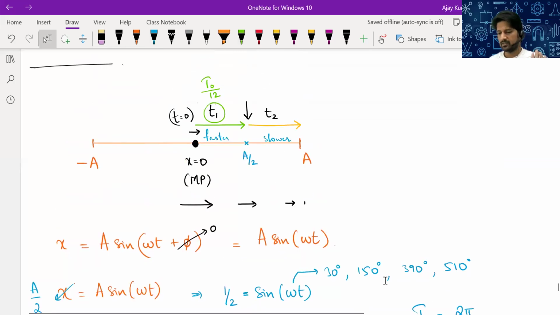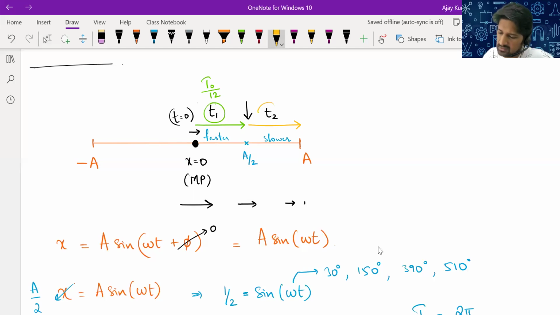Okay. So let me quickly remind you how I solved this. At t equal to 0, it's at x is equal to 0. We want the time it takes to reach a by 2. So I put the position or displacement as a by 2 in the equation and got the time from there. Okay. Now one of you tell me, how will you find out the time taken for the second part of the journey? How can that be derived?